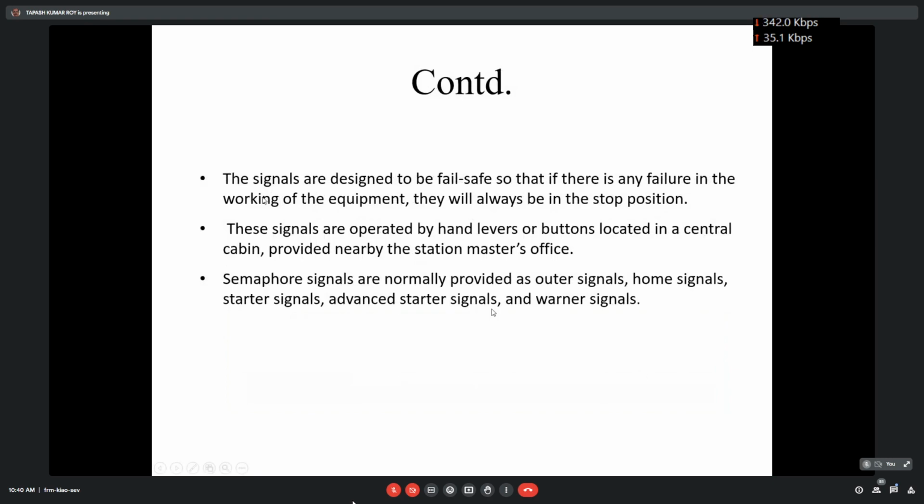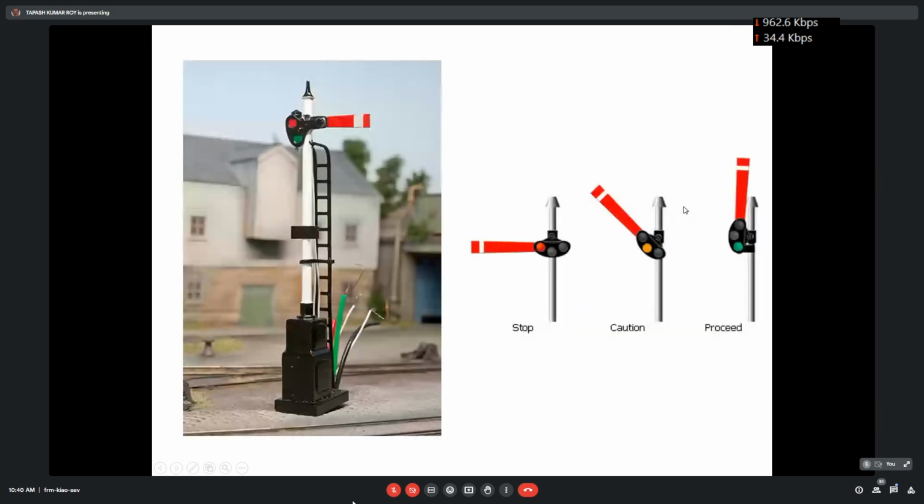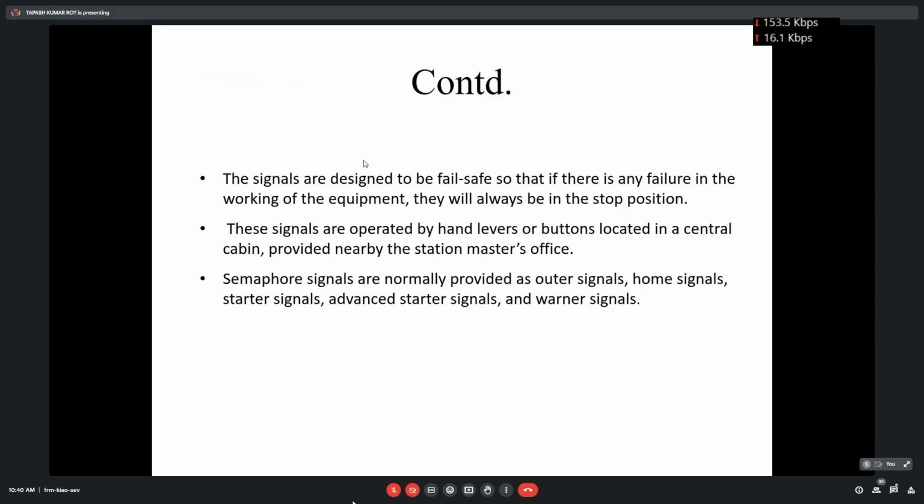Semaphore signals are designed to fail safe, meaning if there is any failure in the working of the equipment, they will always be in the stop position. What is meant by it? Say one wire is connected from here and goes to the station master. If any fault occurs and the wire is broken, then automatically it will come like this, so the train will be stopped and no accident will occur. This is known as fail safe mode.